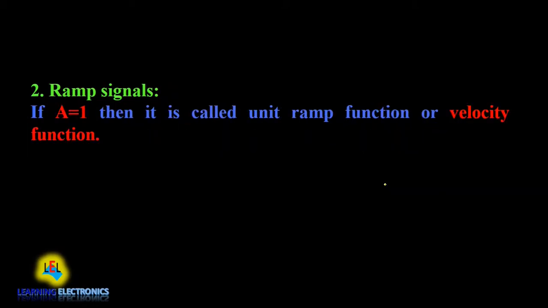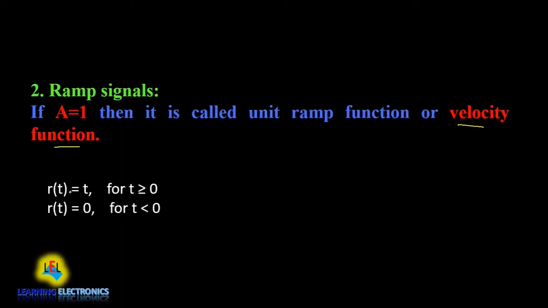Now when we keep a equal to 1 in the equation, or when the magnitude becomes 1, then the signal is a unit ramp function. That means the ramp signal will become the unit ramp function, and the unit ramp function is also called the velocity function.